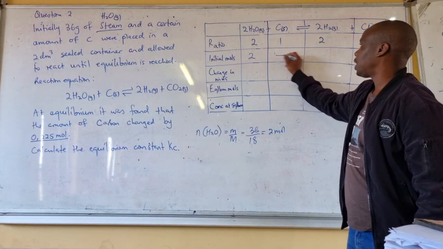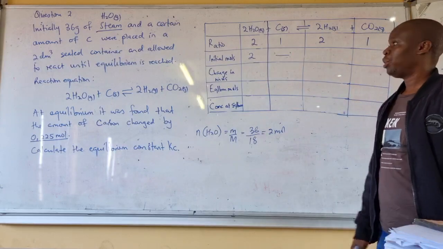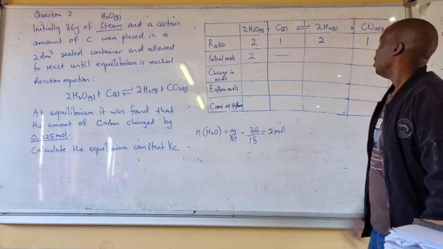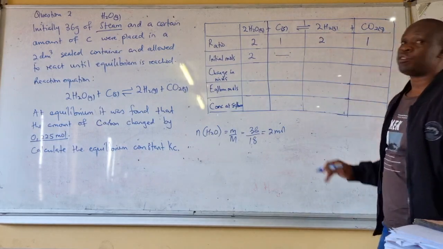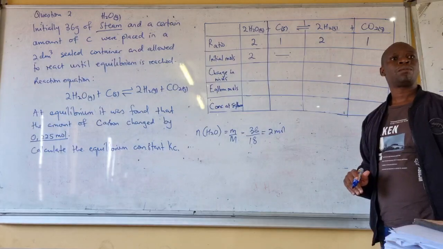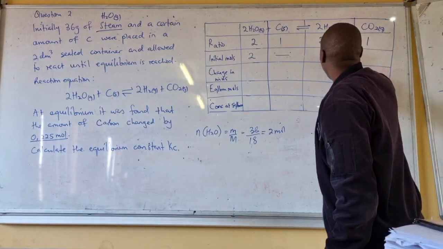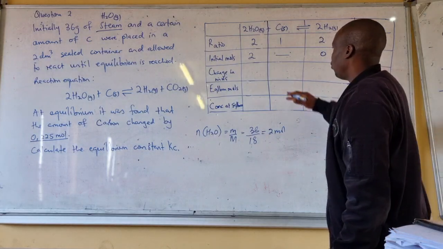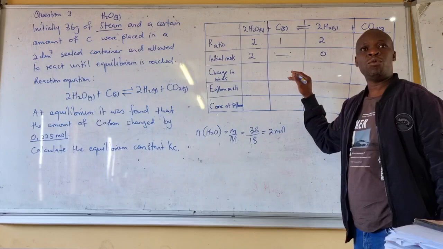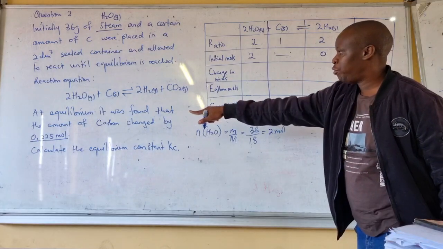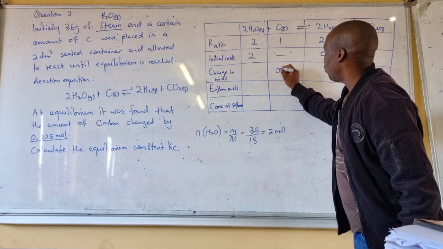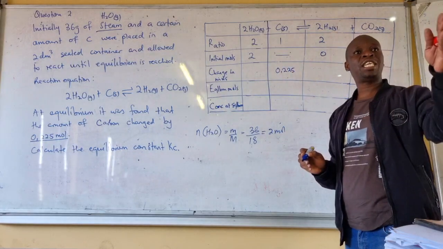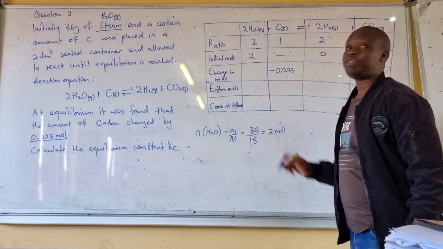Of carbon, it's a certain amount that we don't know, so we just put a dash there, or we can even put an X. Okay, initial number of moles of the products, 0 for hydrogen and 0 for carbon dioxide. Right, then we move to change in moles, which we are given for carbon as 0.225. And we agreed that the change will be negative change because it's a reactant.